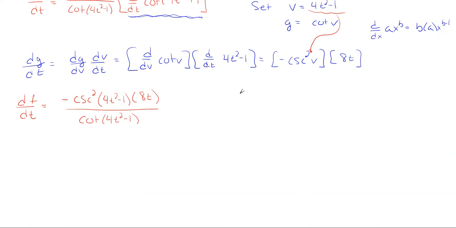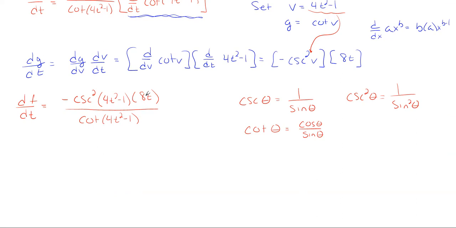Well, we can use some trig identities here. The cosecant of theta is equal to 1 over sine theta. So the cosecant squared of theta is equal to 1 over the sine squared of theta. And since we have cotangent here, let's try to get rid of that as well. So the cotangent of theta is equal to the cosine of theta over the sine of theta. So let's plug in these identities into this derivative, and let's see what we have.